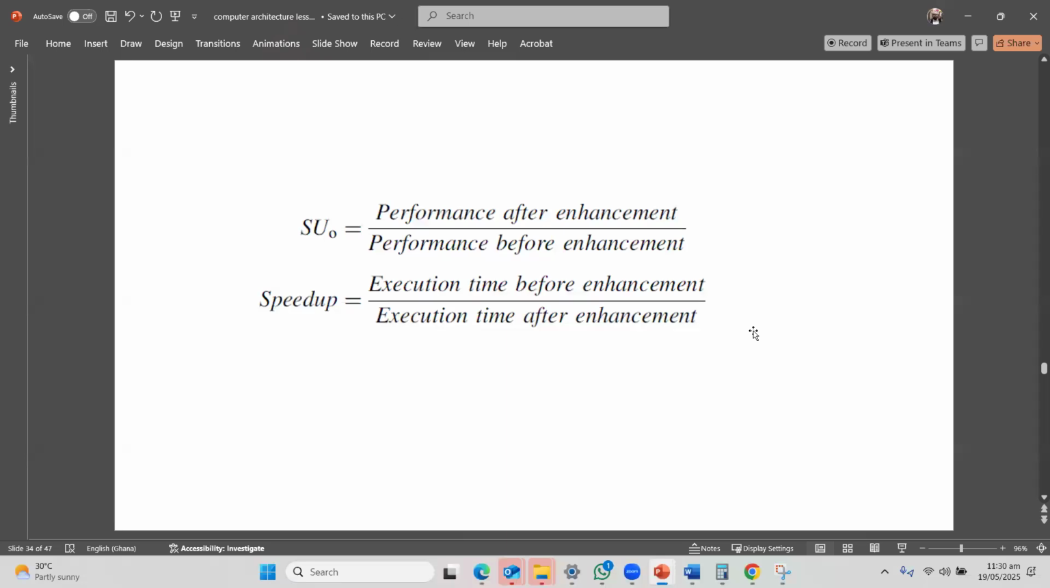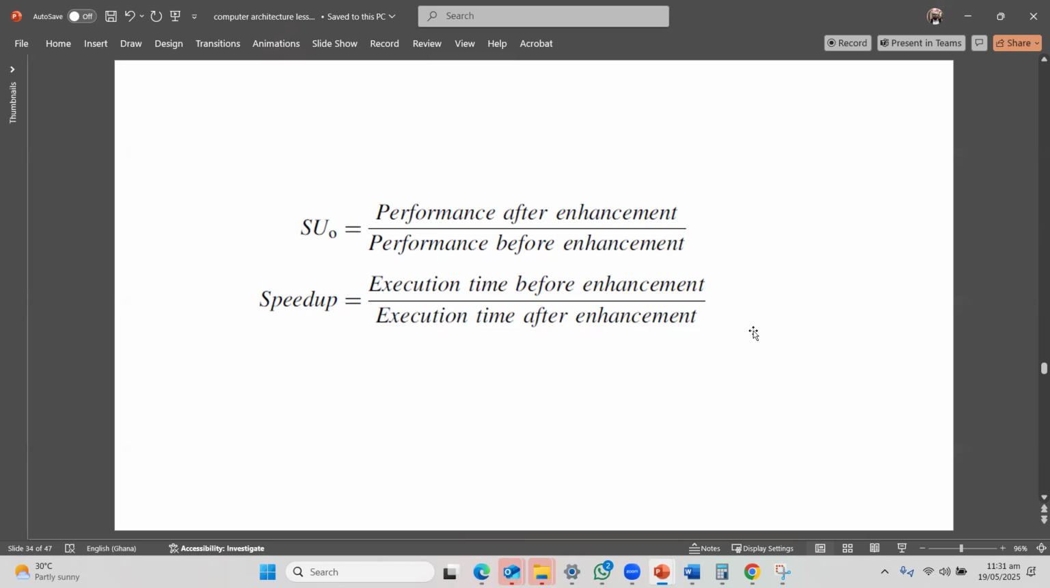So in a question, I can give you performance. If I give you performance, I'll give you the performance before and after, and you should know that after comes on top of before. But if I give you time, I'll give you the time before and after, and you should know that the before comes before the what? After. Based on what you use, that will determine how you calculate speed up.